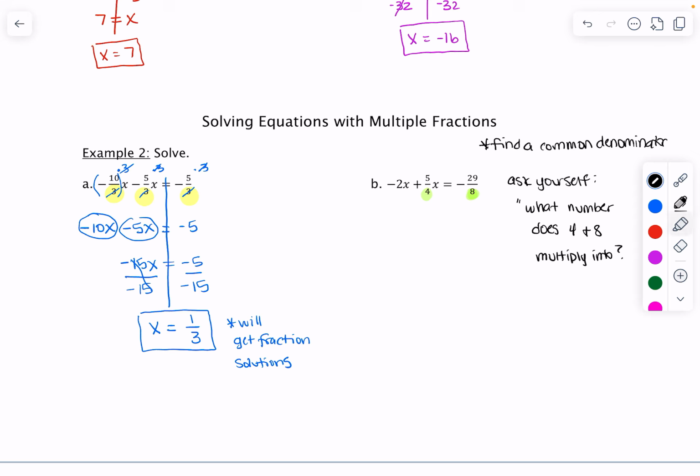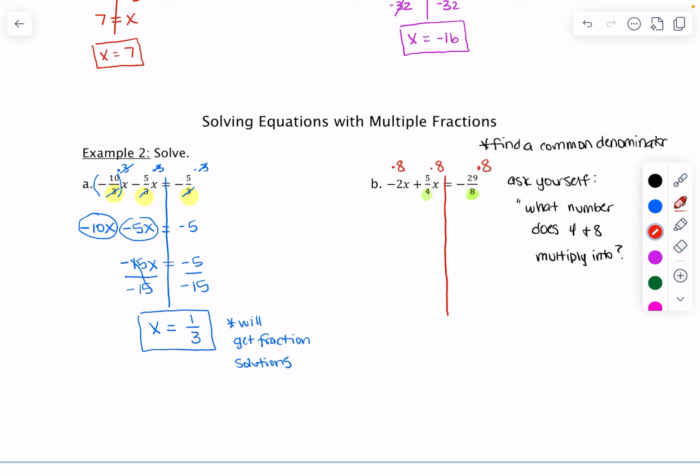So what I'm going to do is I'm going to go ahead and now multiply everything by 8. So this gets times 8, this gets times 8. And something that a lot of students forget is this little negative 2x here that doesn't have a fraction. It also has to get multiplied by 8. When we're multiplying both sides of an equation, every term has to be multiplied by whatever number you're picking, or it won't balance out each side of the equation.